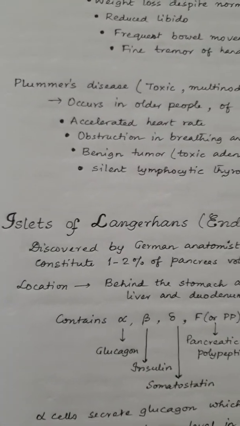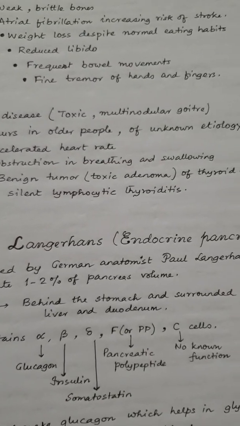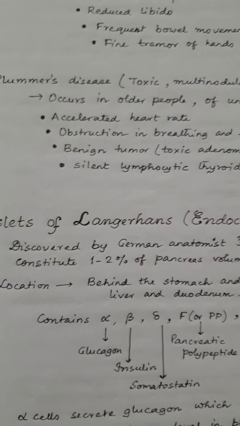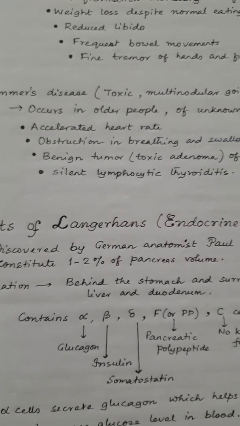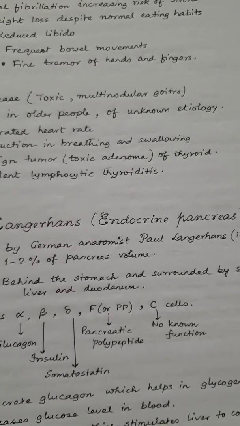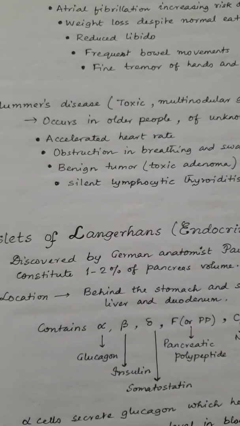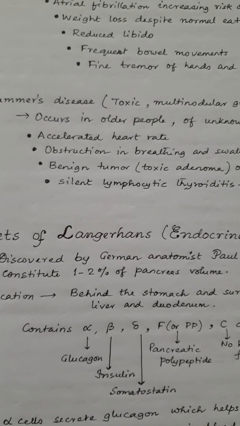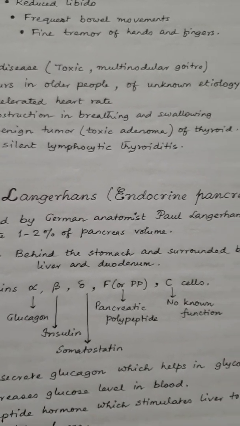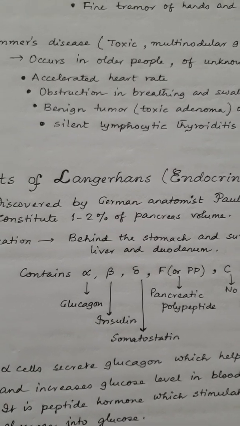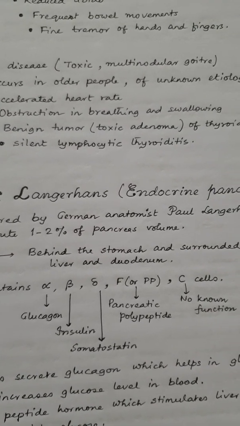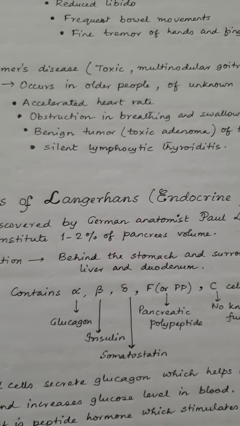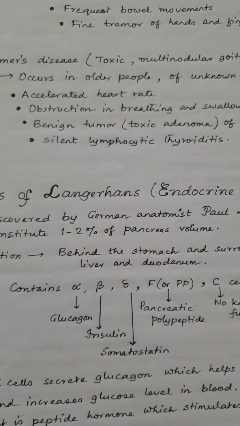The other disease is plumber's disease, which is also known as toxic multinodular goiter. It occurs usually in older people of unknown etiology. It causes accelerated heart rate, obstruction in breathing and swallowing. It causes benign tumor of thyroid and also silent lymphocytic thyroiditis.